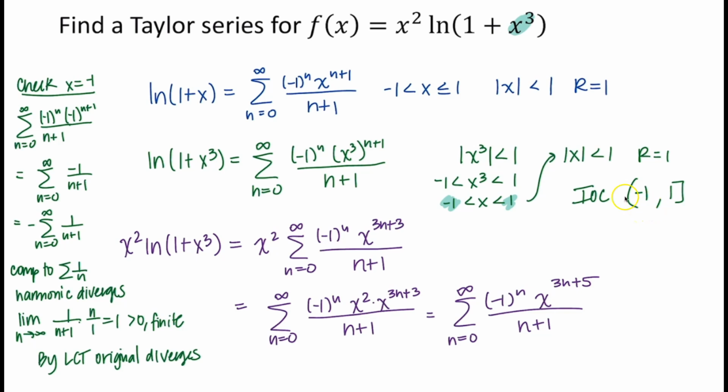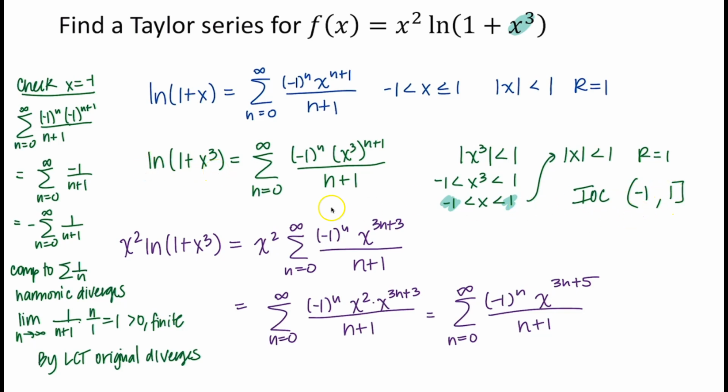And if we actually think about substituting these x values into natural log of 1 plus x cubed, this should make sense. If I substitute in negative 1 cubed is negative 1, 1 plus negative 1 is 0, and natural log of 0 is undefined. And if I substitute in positive 1 here, then I get natural log of 2, which is definitely a value.